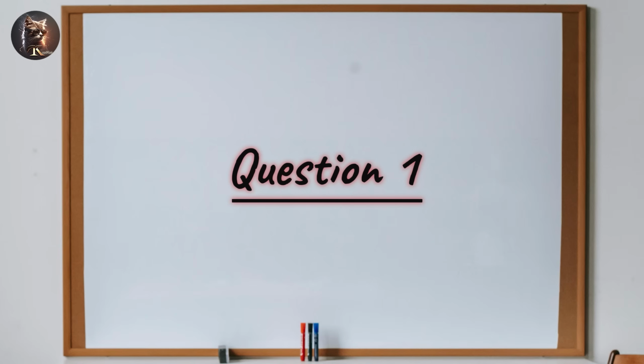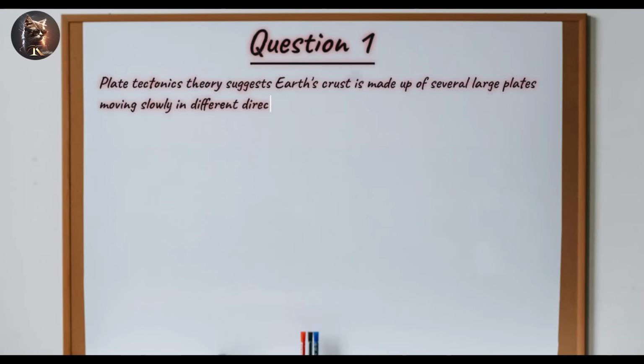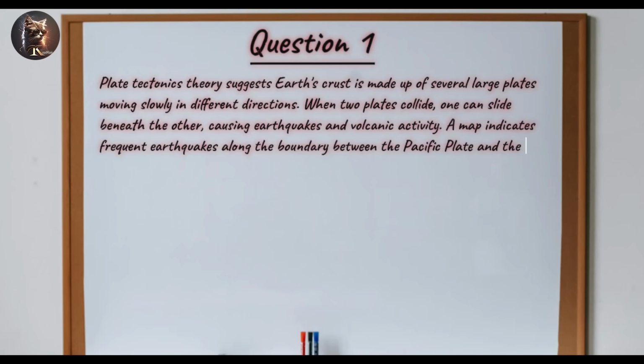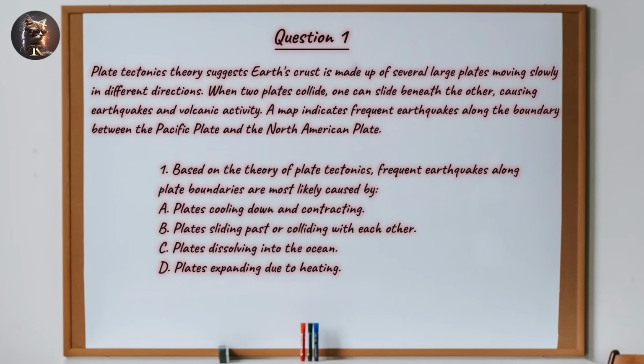As usual, they give us a short passage to read and then ask questions based on the passage. Plate tectonics theory suggests Earth's crust is made up of several large plates, moving slowly in different directions. When two plates collide, one can slide beneath the other, causing earthquakes and volcanic activity. A map indicates frequent earthquakes along the boundary between the Pacific Plate and the North American Plate. The question reads, based on the theory of plate tectonics, frequent earthquakes along plate boundaries are most likely caused by... And then it gives the answer choices.